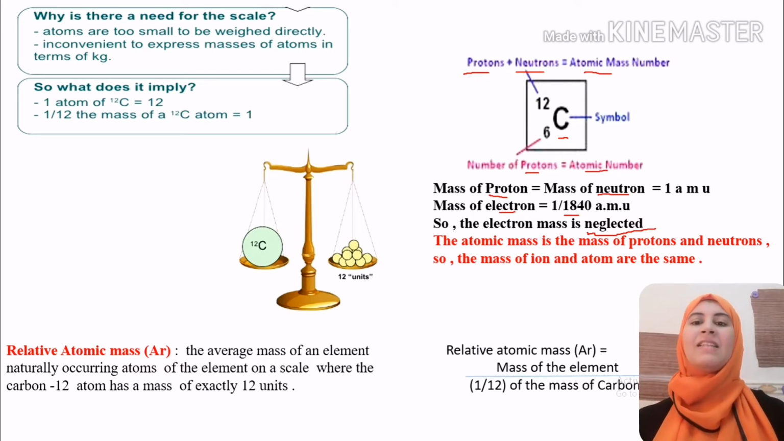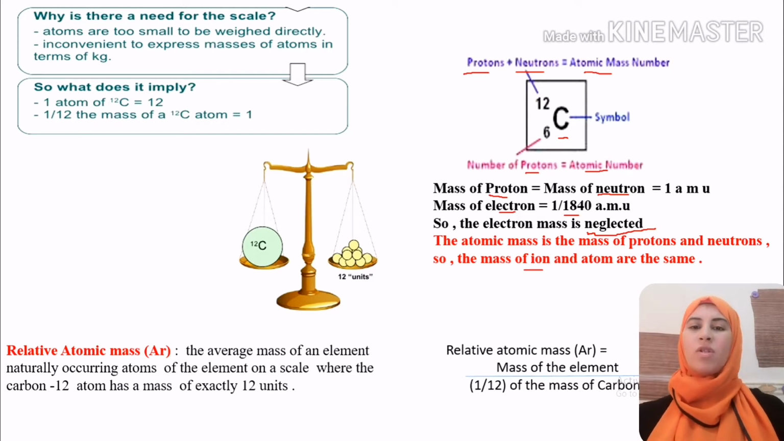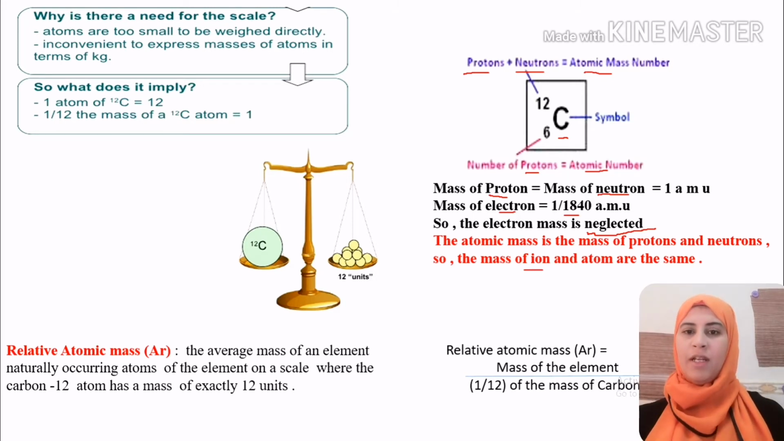So we can say that the mass of atom equals the mass of ion. An ion is an atom which lost or accepted electrons. How many electrons will it lose or accept? At most 7 electrons. If it loses or accepts 7 electrons, the mass of electrons lost or accepted is also neglected. So the mass of atom equals the mass of ion. Take care, each point is important, okay?